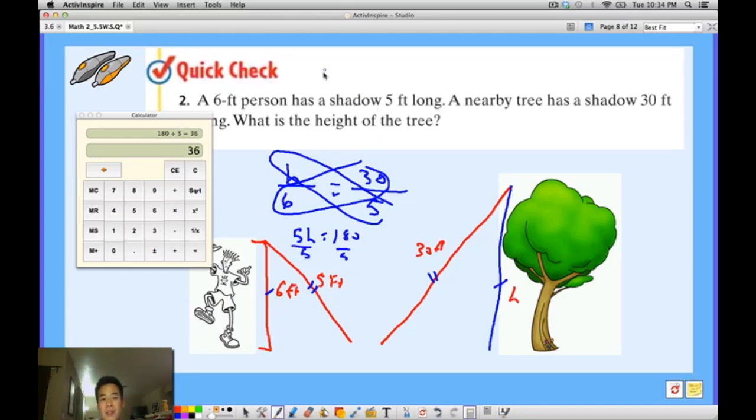So what does this mean? The height of the tree is 36 feet. Kind of makes sense because it does cast a shadow that's 30 feet.